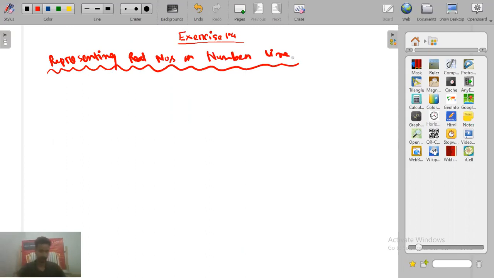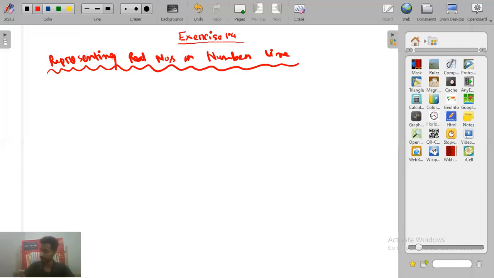Now see, we have already discussed what is a number line. Yes or no? Then what comes on the left hand side, on the right hand side. These things we have already discussed. So today we are going to discuss how we can plot a real number on a number line.